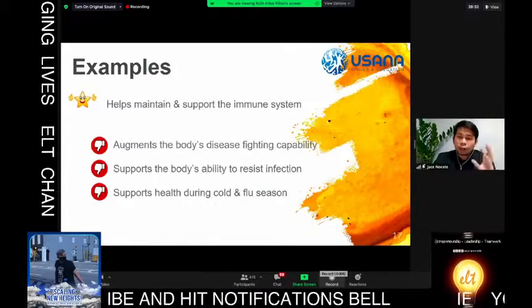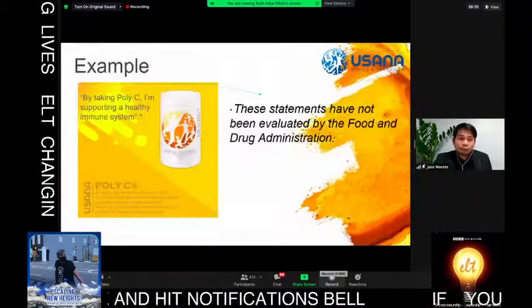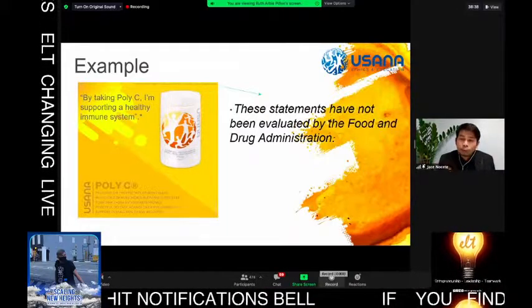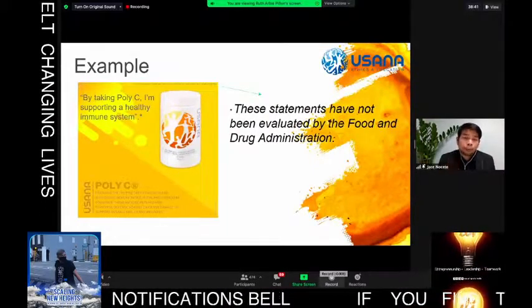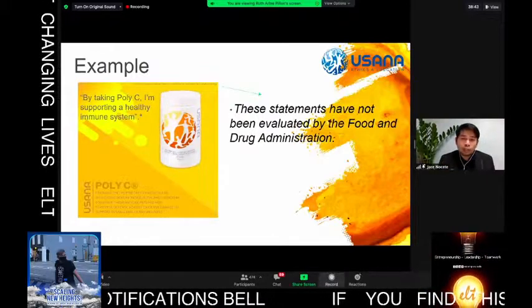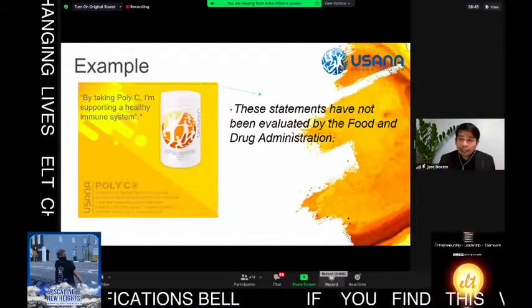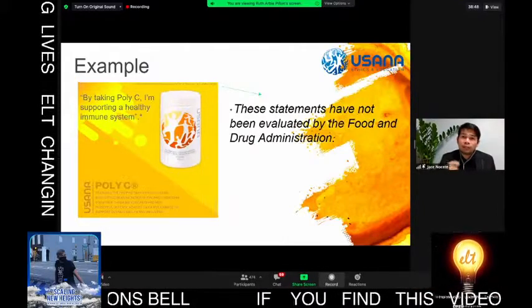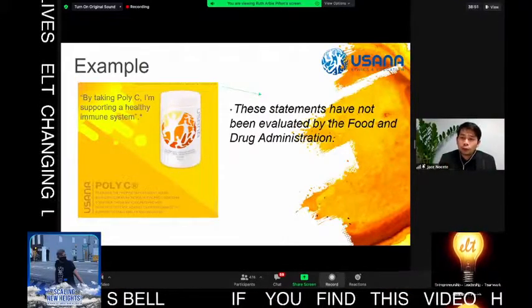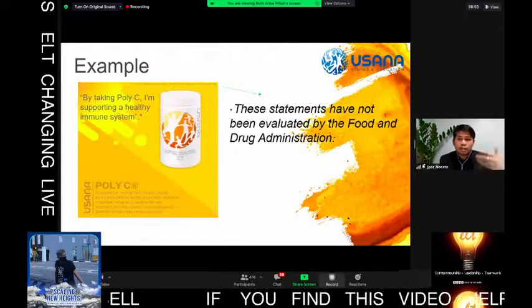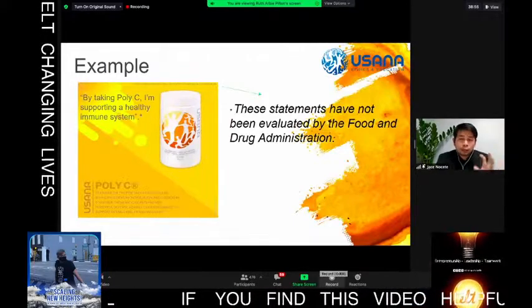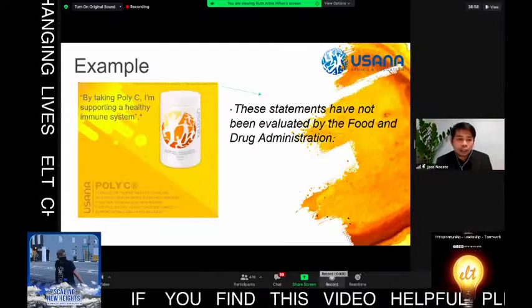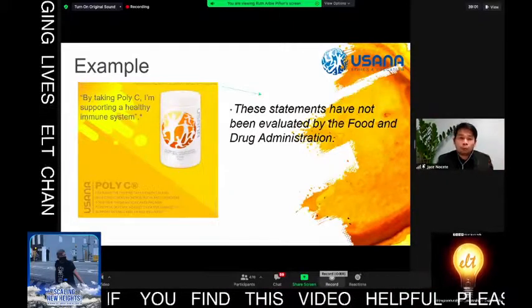Ayan. To give a concrete example naman, take for example, we have Poly-C. Now, by taking Poly-C, I am supporting a healthy immune system. And we add again the disclaimer, these statements have not been evaluated by the Food and Drug Administration. So this is how you can start promoting your products here in USANA. This is a clear and concrete example using Poly-C.